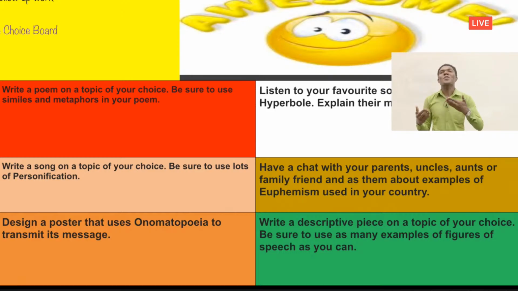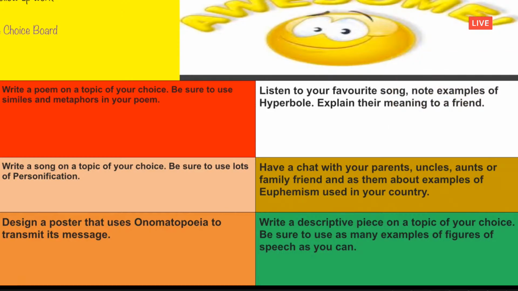Good. Now I'm going to give you some follow-up work. So, like I used in some lesson many moons ago, a choice board. And what does a choice board do? It gives you a choice. Pick a color and do what it says. So, the first one in red says, write a poem on a topic of your choice. Be sure to use similes and metaphors in your poem. Next one, write a song on a topic of your choice. Be sure to use lots of personification.